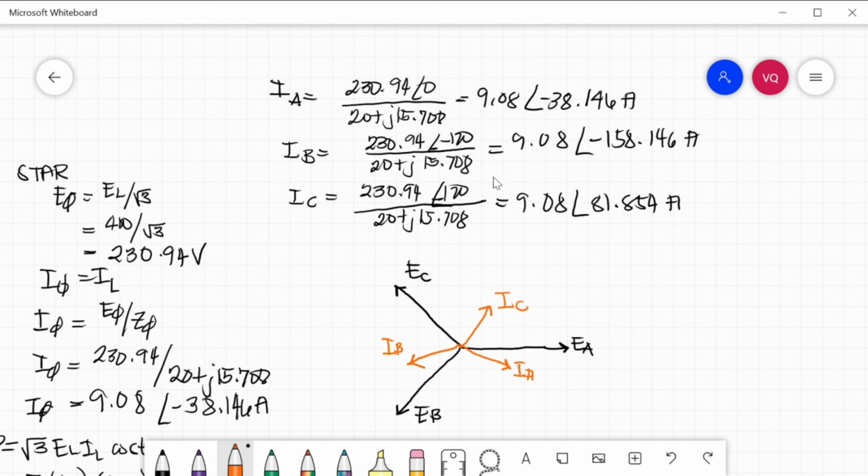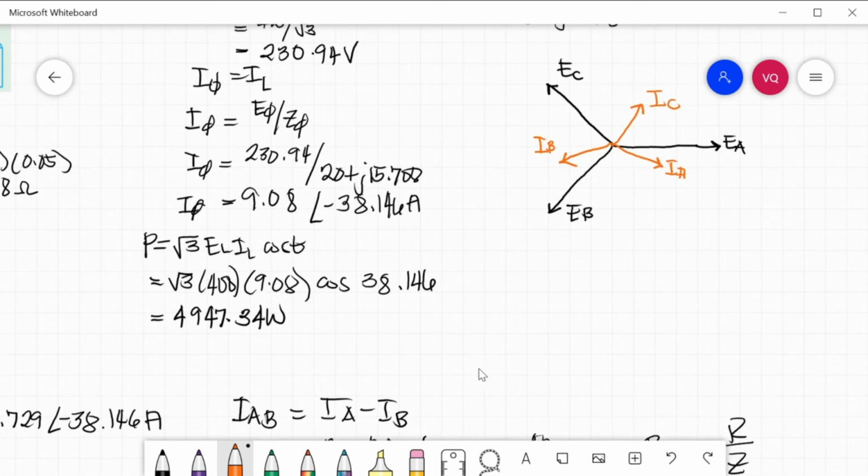They are the same in magnitude but different in direction because it is a balanced system. So let us plot the IA, IB, and IC that we got. For IA, from reference to IA is negative 38.146. From reference to IB, that is negative 158.146 degrees, and IC, from reference to IC, we have positive 81.854 amperes. So that is for the Y connection or star.